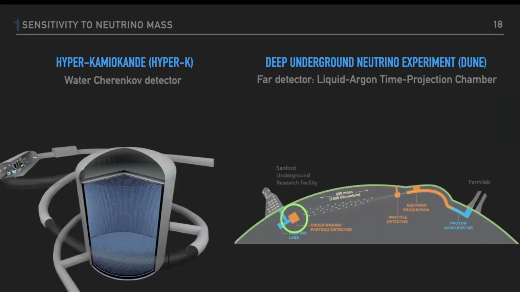In order to perform our analysis, we selected two among the future supernova neutrino observatories: Hyper-Kamiokande, which will be located in Japan, and the Deep Underground Neutrino Experiment, DUNE, which will be located in the United States. We selected these two because they exploit two different interaction channels, which allow for a multi-flavor observation of the next supernova neutrino emission.